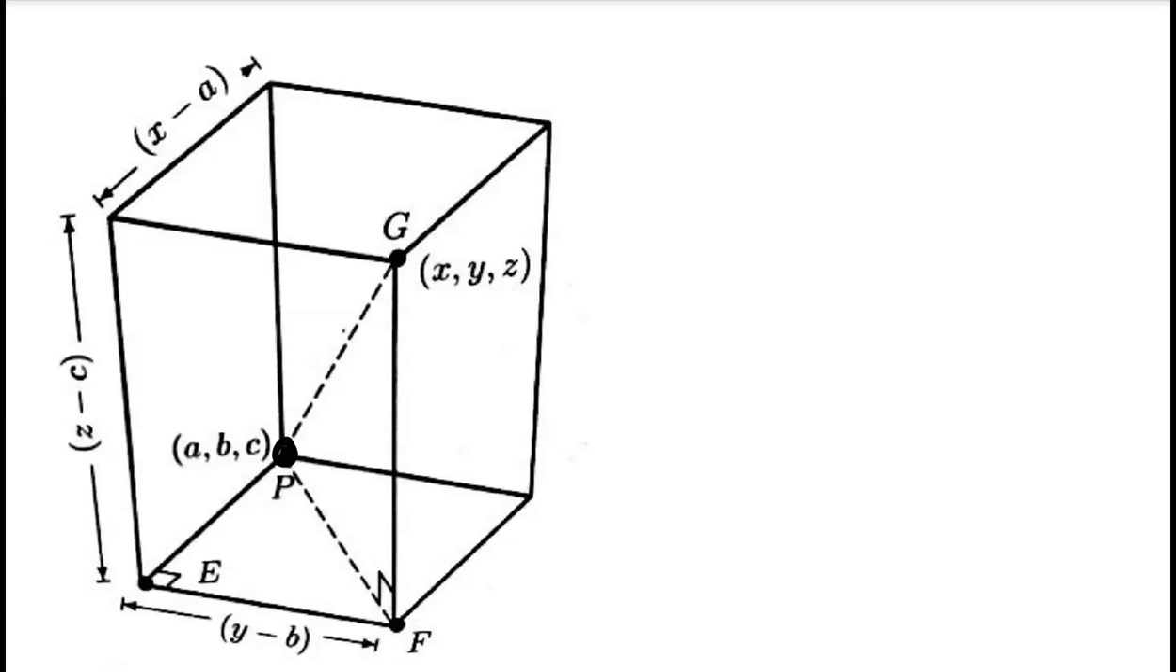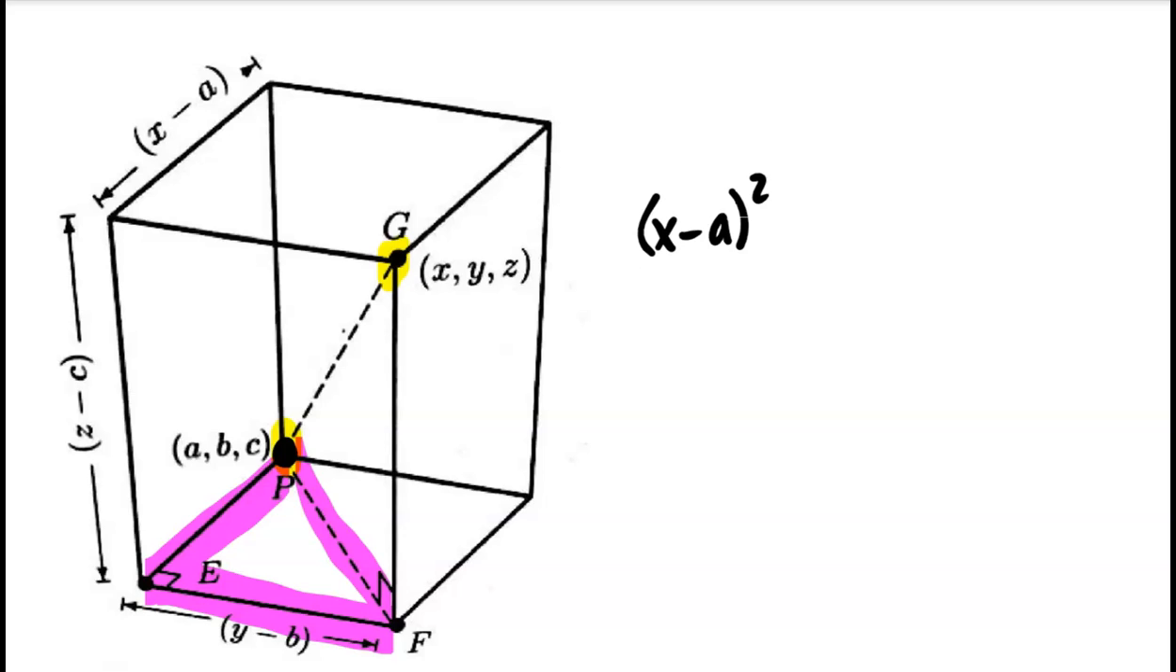Okay. Next, we're going to look at the distance between 2 points in 3-dimensional space. We're going to do this just like we did it in 2-dimensional space. We're going to look for the distance between P and G using the Pythagorean theorem, and we're going to do it twice. The first triangle we're going to look at is in pink. It's a right triangle, and we know that with the Pythagorean theorem, we can find the hypotenuse.